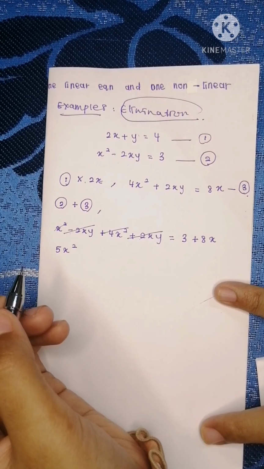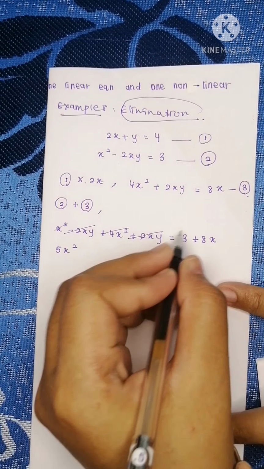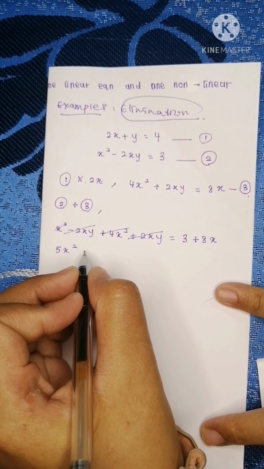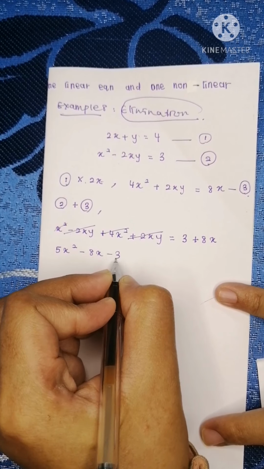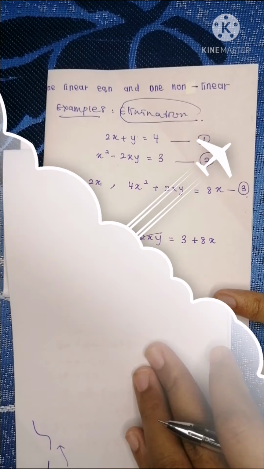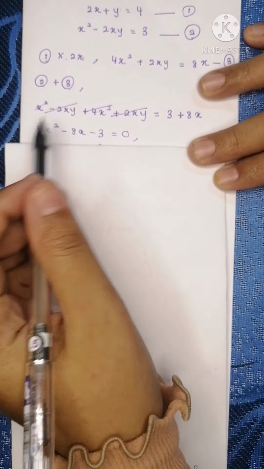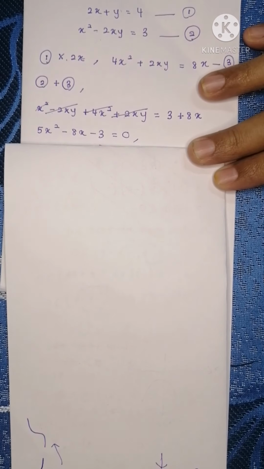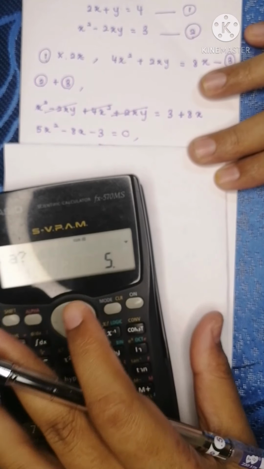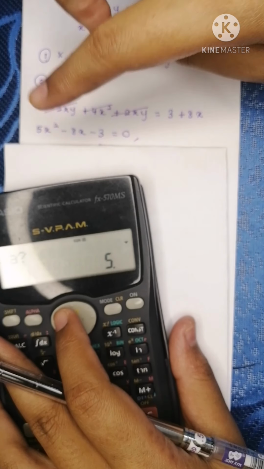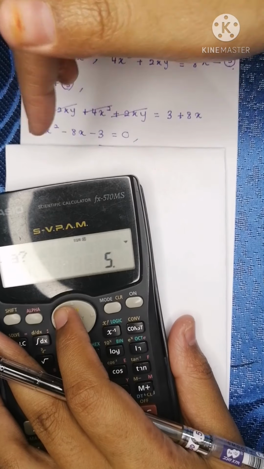Okay, so let's solve it. This one, the right side, you bring it all to the left. So negative 8x, negative 3 equal to 0. Okay, class. After you get this equation, we need to key it into the calculator. So by using the calculator, we will find the value of x.